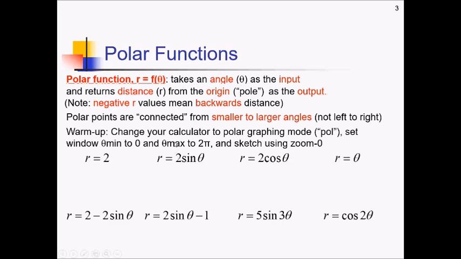So just to get a sense of how these things are graphed, because I think that helps, change your calculator to polar graphing mode, which I'll show you how to do in a sec, and then set up your window to be from 0 to 2 pi and sketch each of these using zoom 0. And feel free to follow along on this first one.